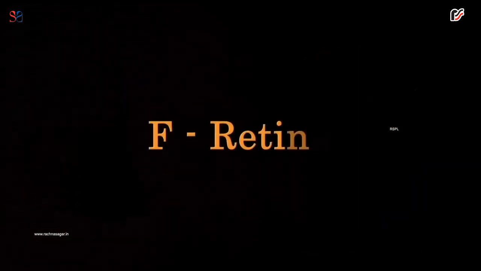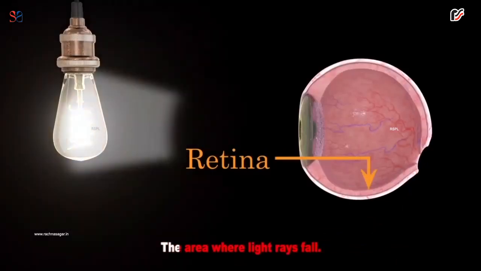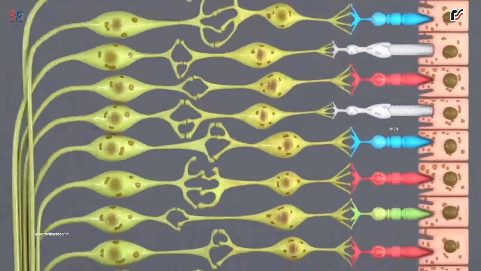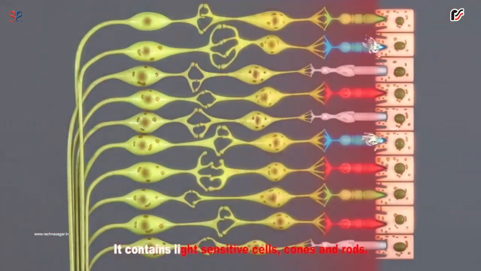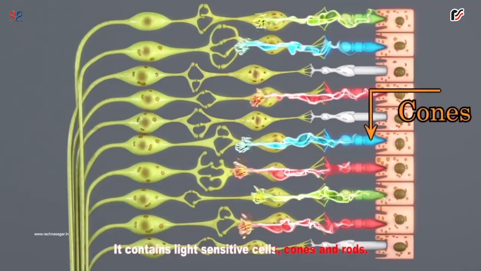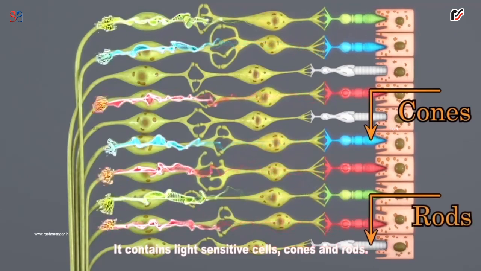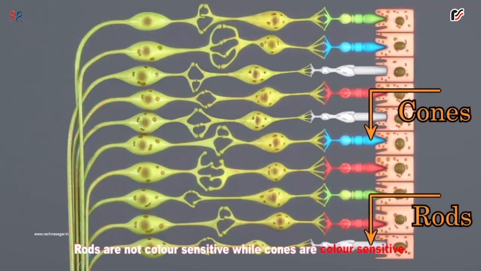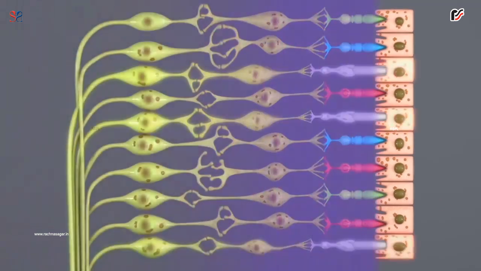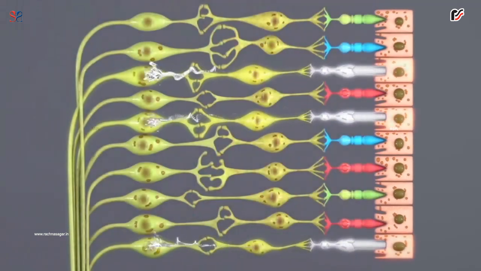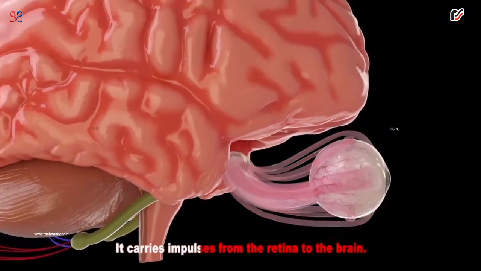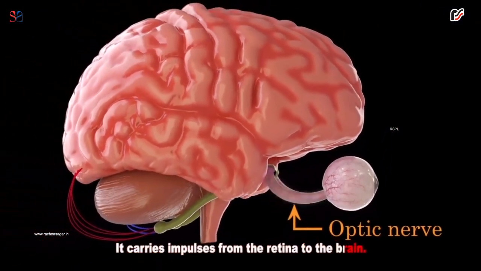F. Retina. The area where light rays fall. It contains light-sensitive cells, cones, and rods. Rods are not color sensitive, while cones are color sensitive. G. Optic nerve. It carries impulses from the retina to the brain.